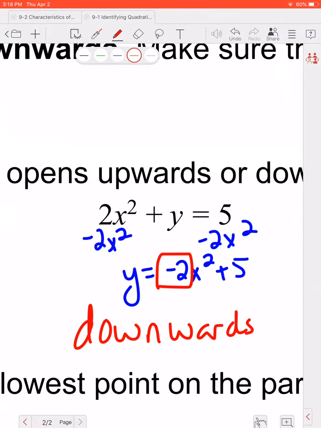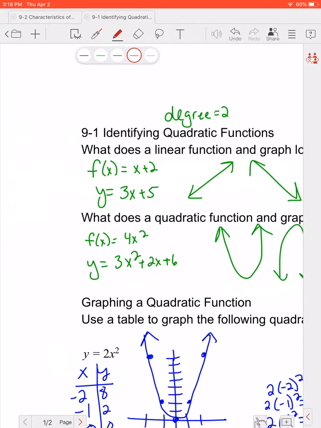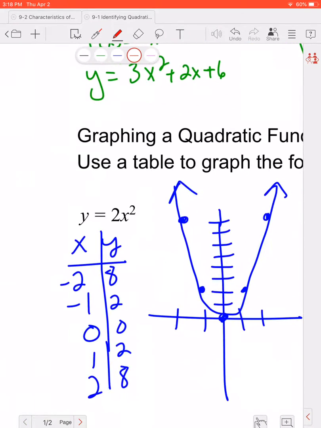Since it's negative, it's going to open downwards. Okay? The reason we look at this is a good way to be able to tell, is my graph correct? So when we were plotting all these points, I could say, okay, 2x squared, I know that's going to open upwards. So if I started plotting points down here, I'd be like, ooh, something went wrong.